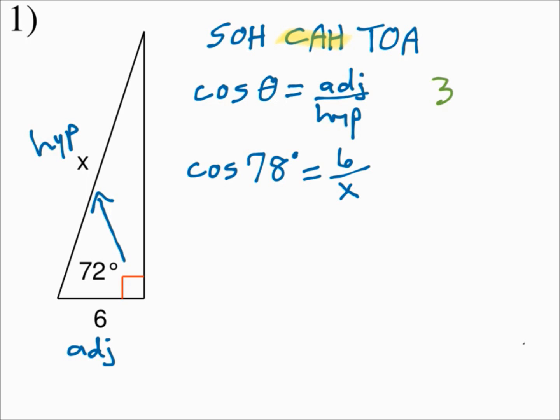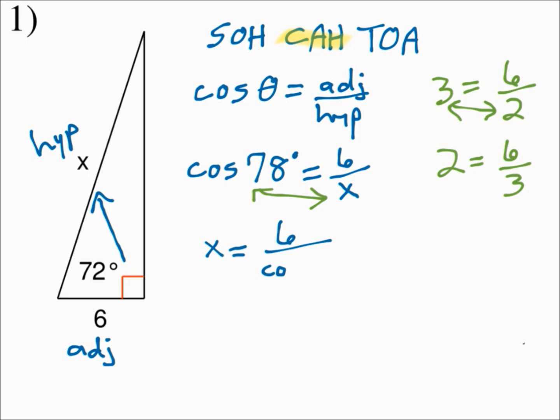Consider the situation where 3 equals 6 divided by 2. If I switch places with the 3 and the 2, 2 equals 6 divided by 3. It makes sense. Those are both true. So whenever your variable is in the denominator, you can switch it with whatever's on the opposite side of the equal sign. So I'm going to switch x with cosine of 78 degrees. Now x is on the left, and cosine of 78 degrees is my denominator.